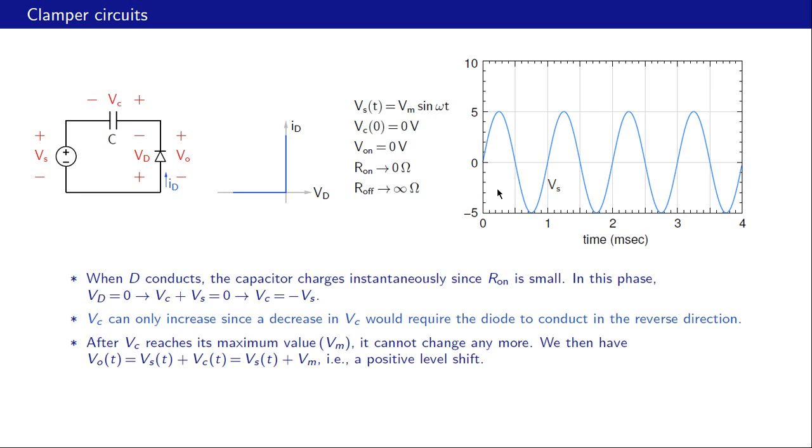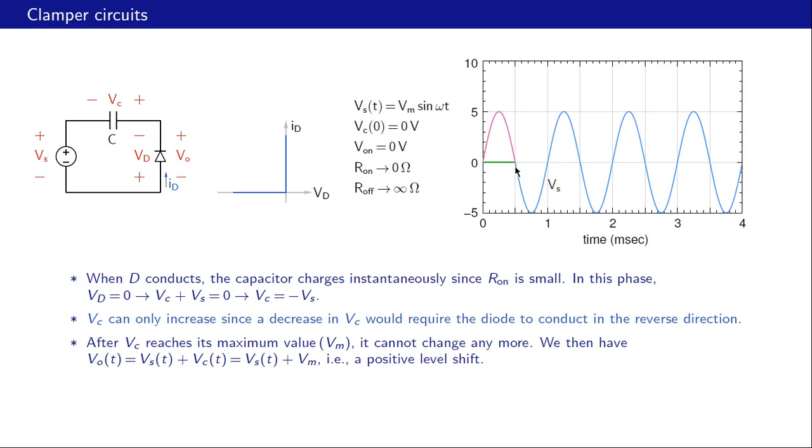And that is the situation up to this point here. The green curve here is the capacitor voltage. It has remained at 0, and the red one is the output voltage. And as we have seen, the output voltage and the input voltage are identical because the capacitor voltage is 0 up to this point.